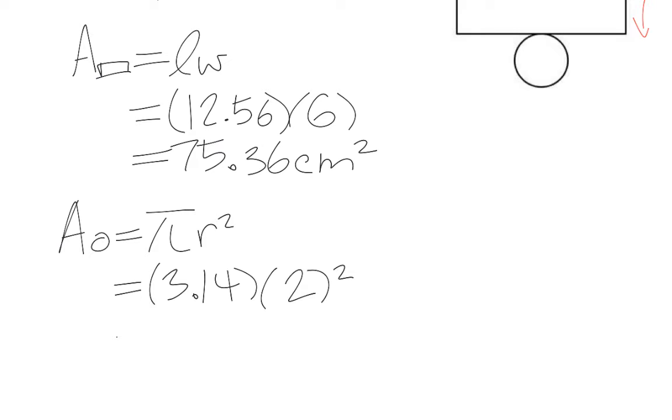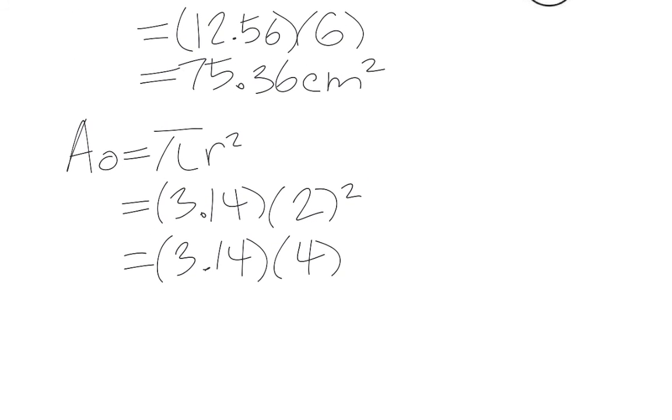Now, a lot of students make this mistake. They think squaring is multiplying by 2, but in fact, squaring is a number being multiplied by itself. So the 3.14 stays exactly the same, and 2 squared is 2 multiplied by itself. So 2 times 2 is 4. All you need to do now is take 3.14 and multiply it by 4, and that is going to be 12.56 centimeters squared.